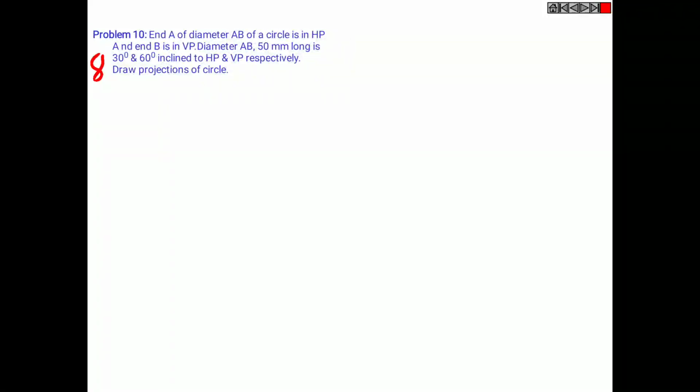It's telling you that end A of diameter AB of a circle is in HP and end B is in VP. Diameter AB, 50 mm long, is 30 degrees and 60 degrees inclined to HP and VP respectively. Draw the projections of the circle.